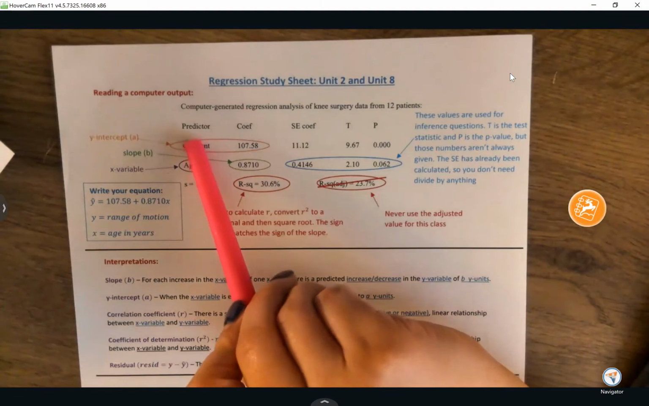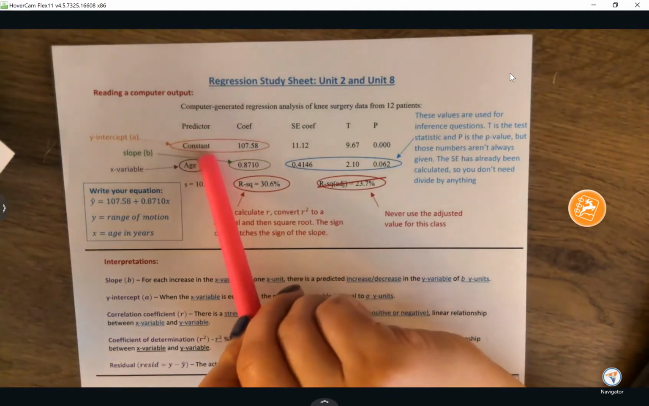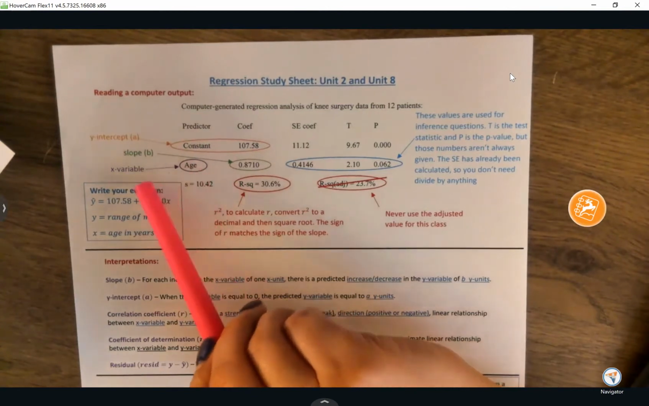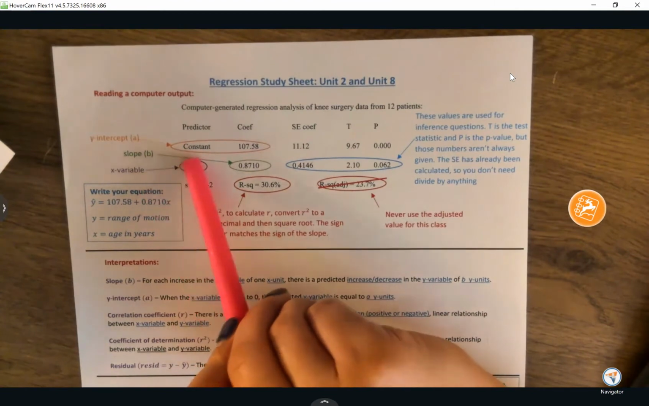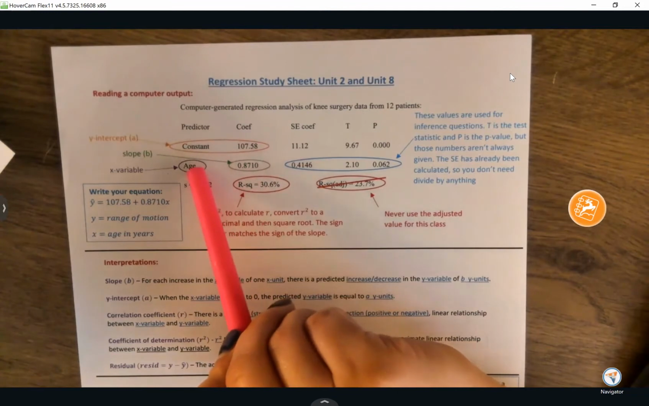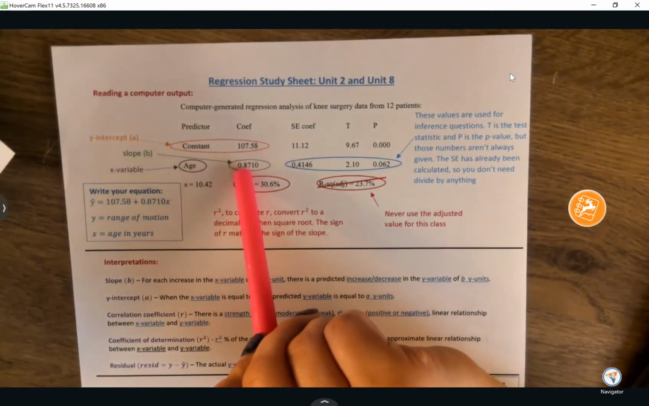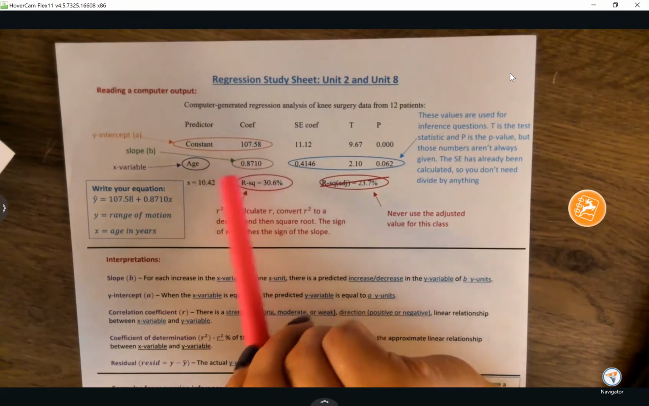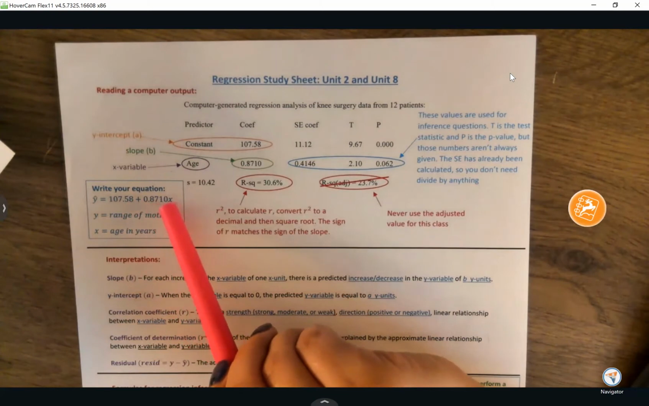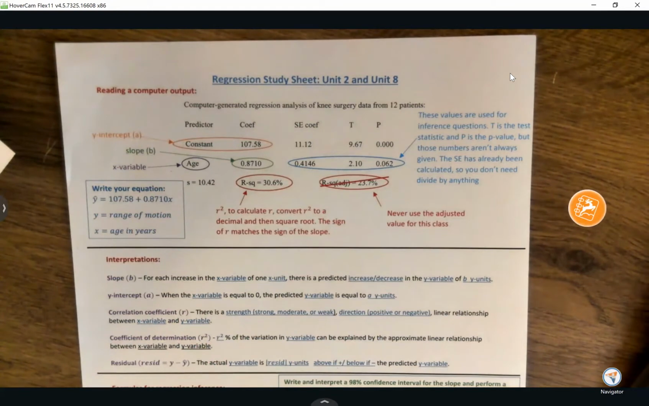So right here it says predictor, and then under it says constant. And then under that, it's going to have a variable. Whatever variable is there, that's the x variable. The number next to the constant is the y-intercept. The number next to our x variable is the slope. So when you write your equation, you write y hat equals your y-intercept plus your slope times x. If you wrote y hat equals 0.8710x plus 107.58, that would be the same thing.